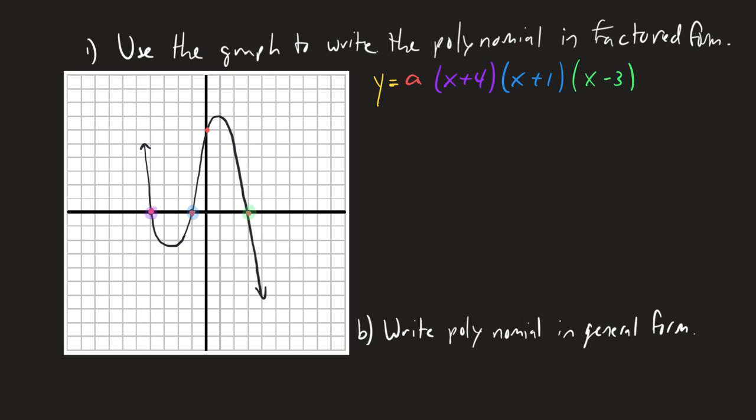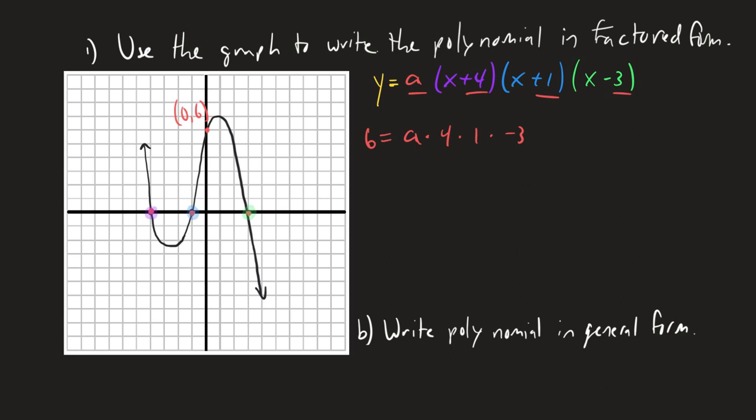And so what we're going to do is take advantage of that. If we take all of the numbers right here, so just the numbers, including a, and we multiply them, we should end up with the y-intercept. So you can see that the y-intercept here is at 6. So 6 should equal a times, again, each of these numbers here, so a times 4 times 1 times -3.